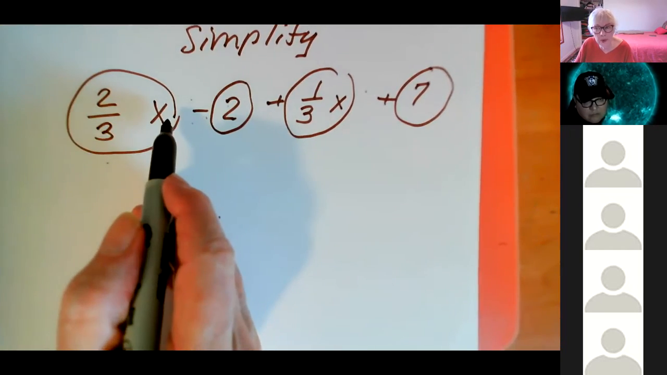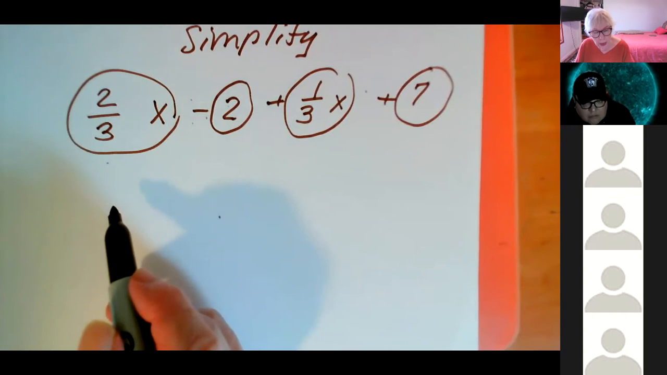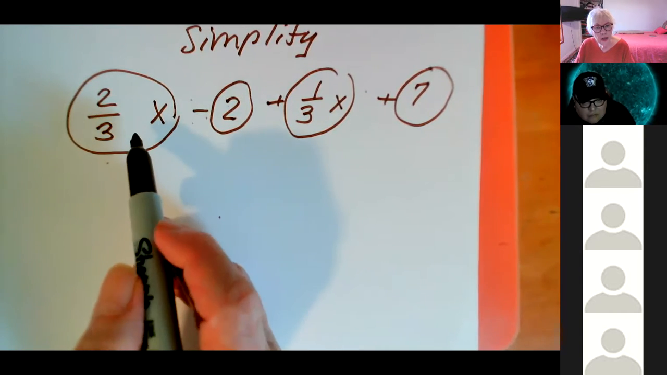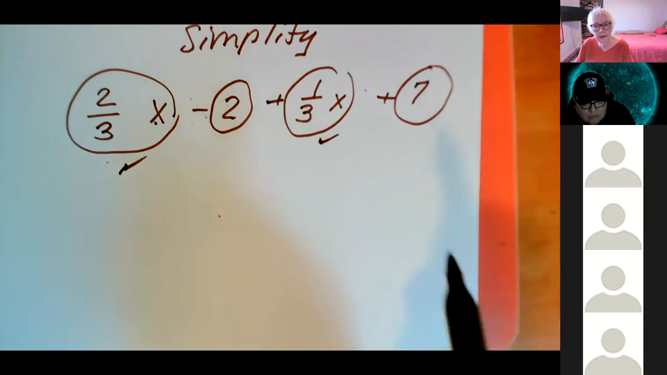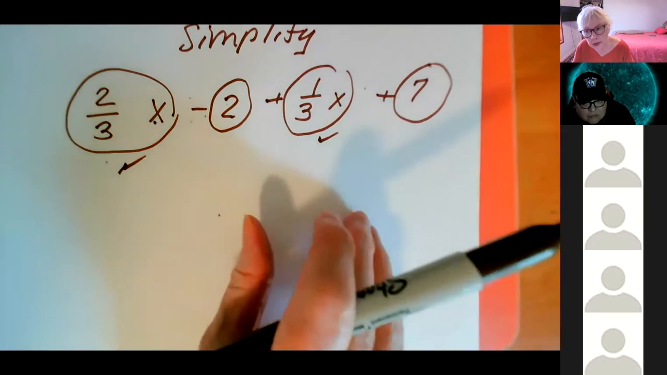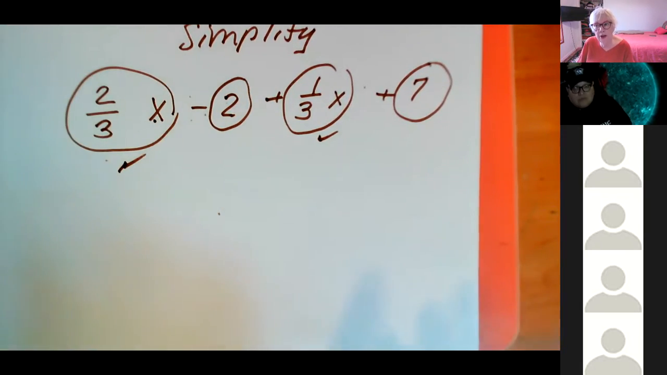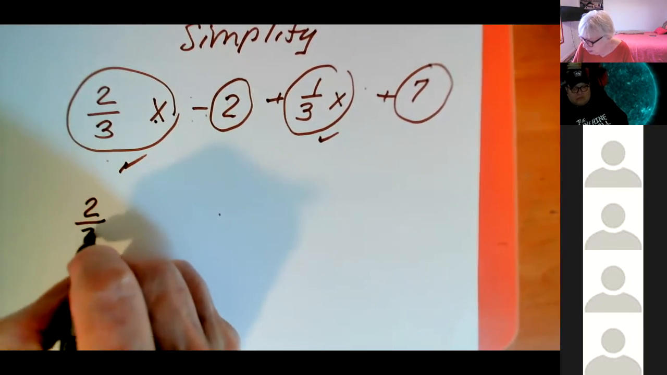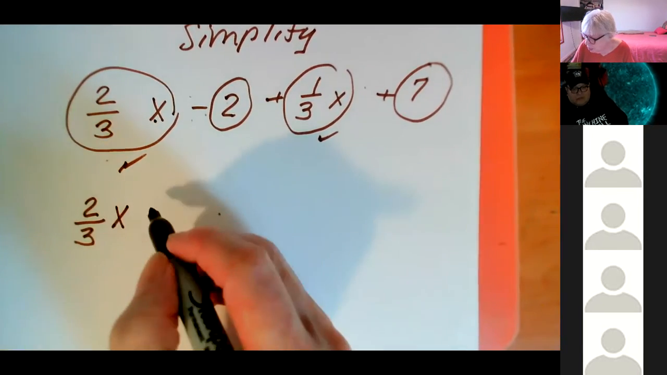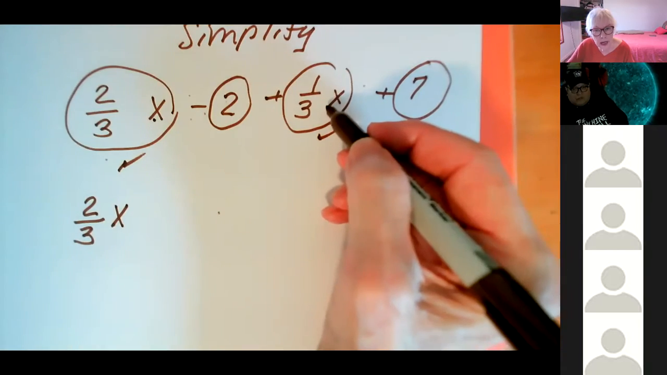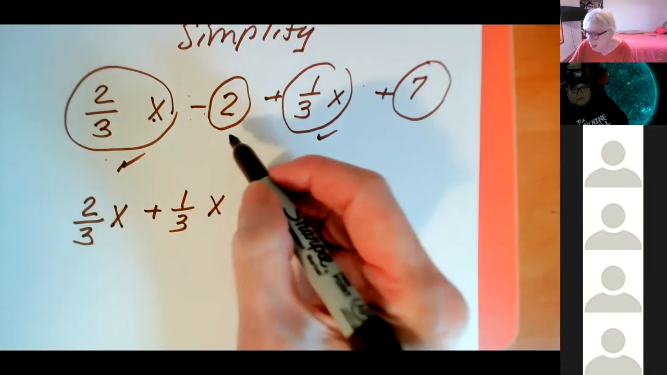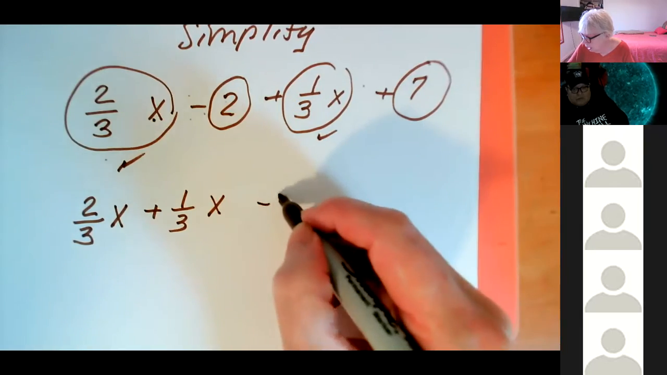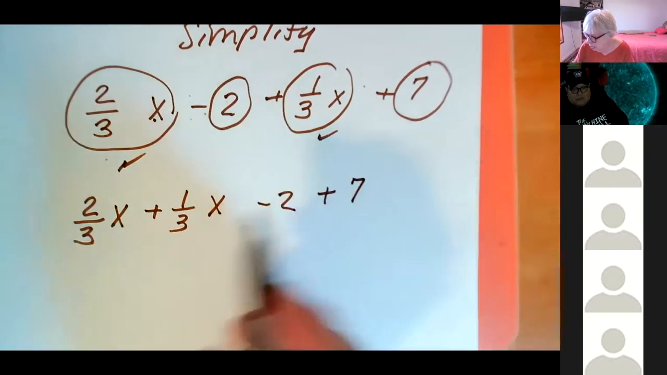The 2/3 goes with the X, and so it's together. Now, when I look at the terms, I have an X term here and another one here. It makes sense. Remember commutative and associative where you move things around to suit yourself? This is what I'm going to do. 2/3 X, I'm going to write that first. The next one, I'm going to say plus 1/3 X. Then I'm going to write subtract 2 and then add 7.